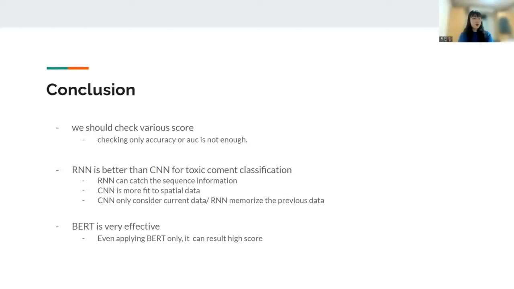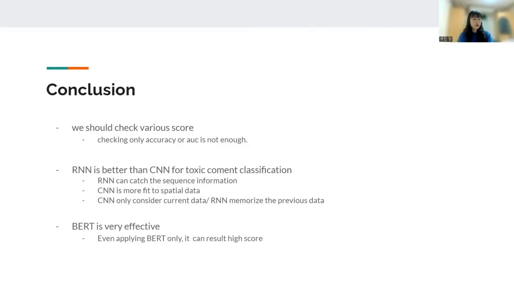In conclusion, we applied 3 scores, AUC, recall, and F1 score, but the 3 of them didn't show the same tendency. For CNN and CRNN model, AUC was bad, but recall and F1 score were not that low. Therefore, we showed that we should check various scores for higher reliability.